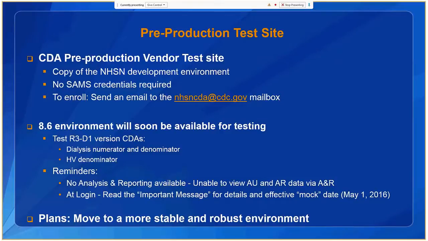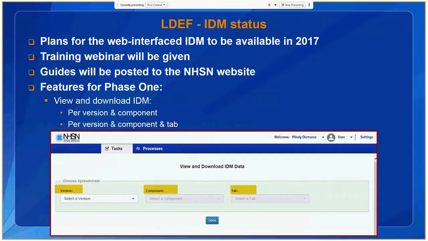And we are moving to a more stable and robust environment. We're going through some checks and scans and so on in that environment. It's another different robust environment. So we're moving forward on that. So hopefully that'll be ready next year and it'll be more stable. That will have analysis and reporting in it. So you will be able to view your data for AU and AR. Next slide.